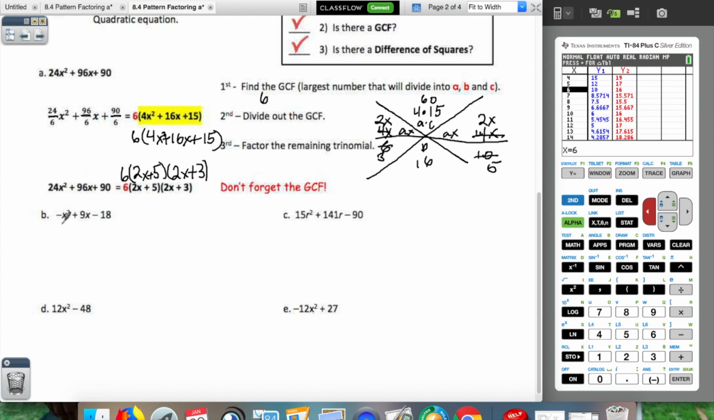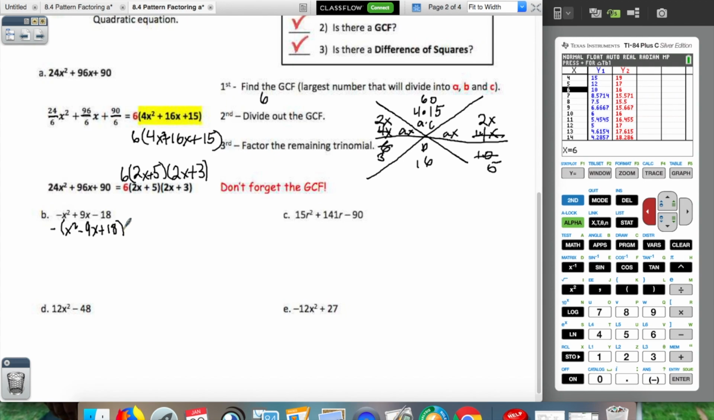It's a negative. So let's go ahead and take out the negative. So what's negative x squared divided by a negative 1? Just x squared. 9x divided by a negative 1, well, that's negative 9x. And negative 18 divided by a negative 1, well, that turns into a positive 18.